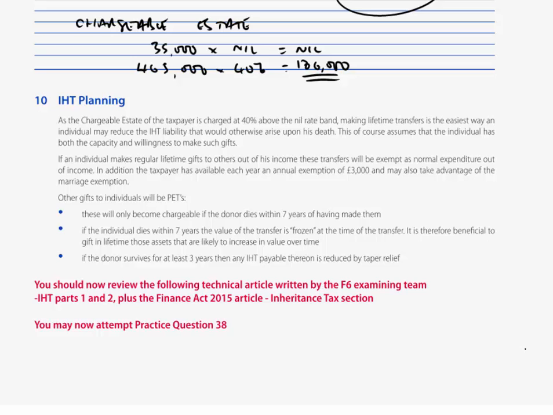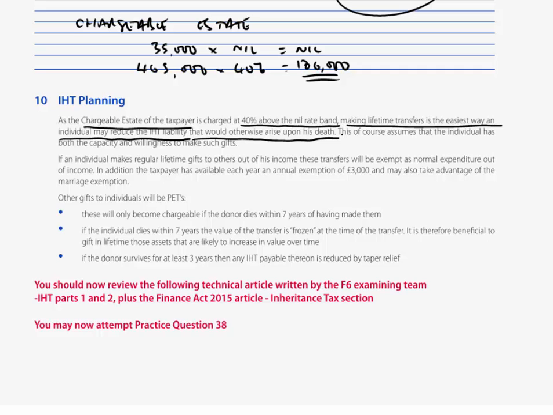So, think about what would happen if we keep all of our assets until we die without making any lifetime transfers. Then they will all be recorded within the chargeable estate of the taxpayer. And as soon as we have used up the nil rate band, the tax rate is 40% above that nil rate band. That therefore means a huge amount of tax would be payable out of the estate. We're going to lose 40% on the excess above 325. That's a lot of money going to HMRC rather than presumably to our kids, the next generation, who we'd prefer to have it. On that basis, therefore, making lifetime transfers is the easiest way that an individual may be able to reduce their IHT liability that would otherwise arise upon their death.